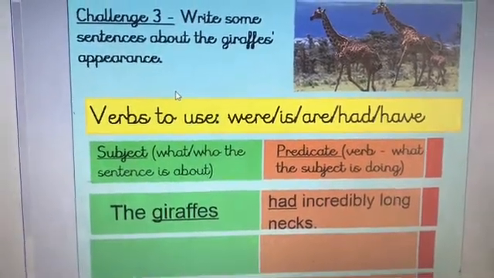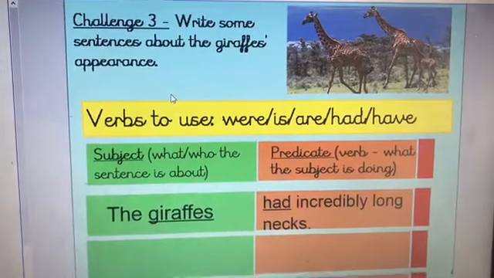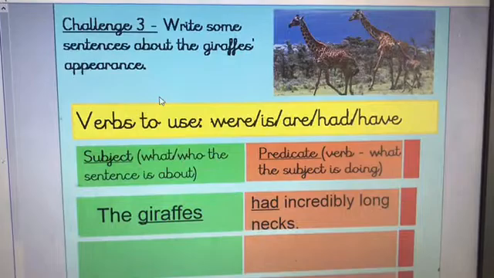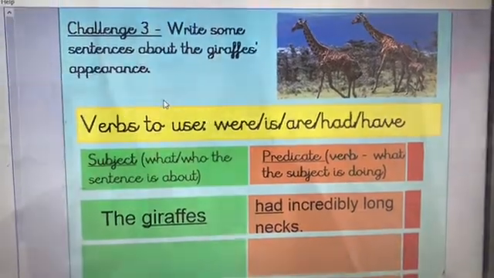Okay, well done on today's lesson. I know there was a lot, but I'm sure that you've done absolutely amazing. I'll be back tomorrow. We're going to look at a different type of clause tomorrow, a subordinate clause.